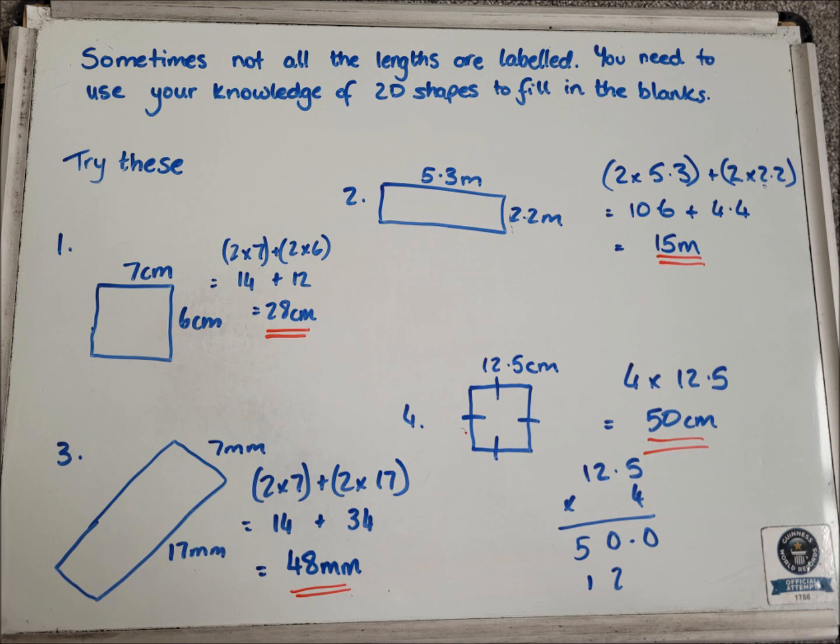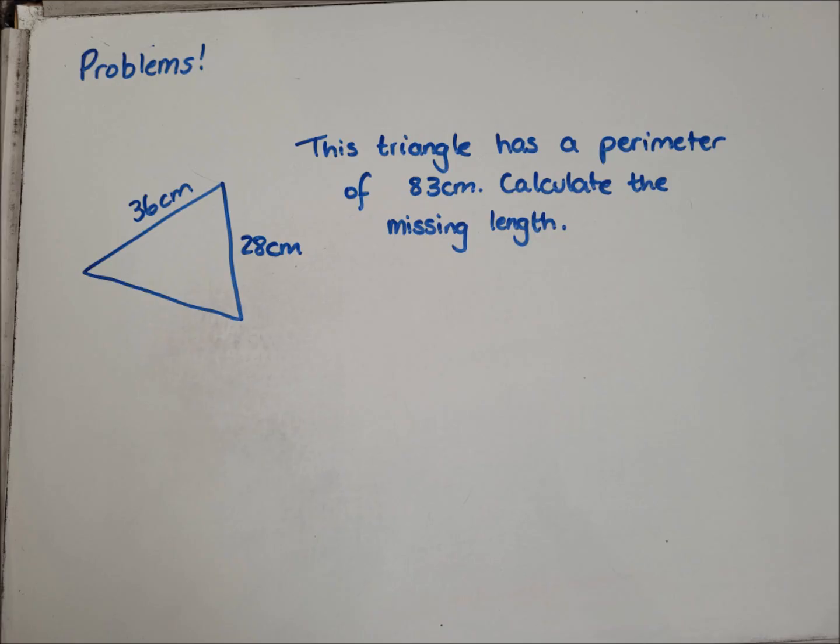Hopefully that's made sense. We're going to go on to some word problems now, using a little bit perhaps of subtraction. So on the screen just now, here is a triangle, and this triangle has a total perimeter of 83 centimetres, but it has a missing length, and we have got to find out the missing length. There are a couple of ways of working this out.